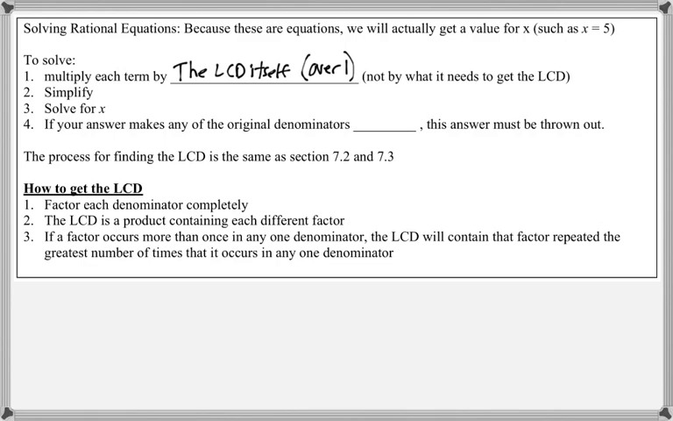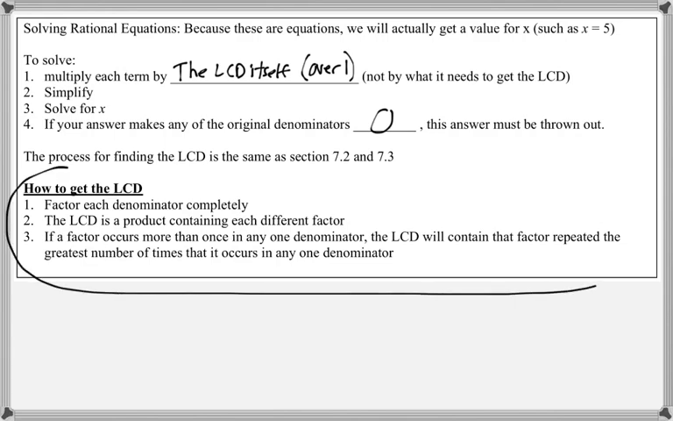And because we're dealing with fractions, meaning rational expressions, if your answer makes any of the original denominators 0, then you need to remove this answer. It needs to be thrown out because that would make it undefined. So always check your answer to make sure it's not making a denominator 0. And our process for finding the LCD is the same.